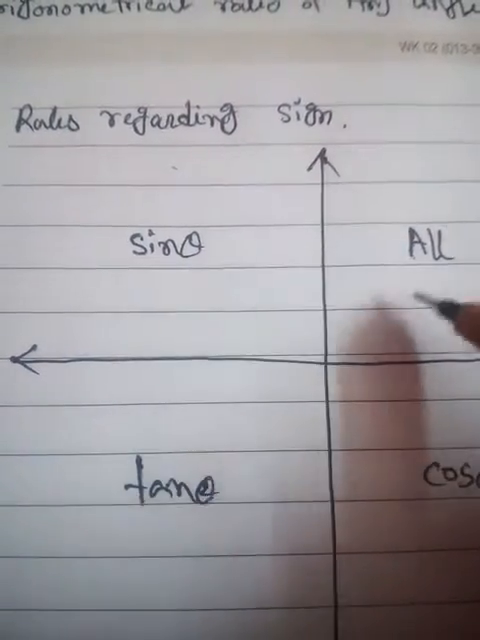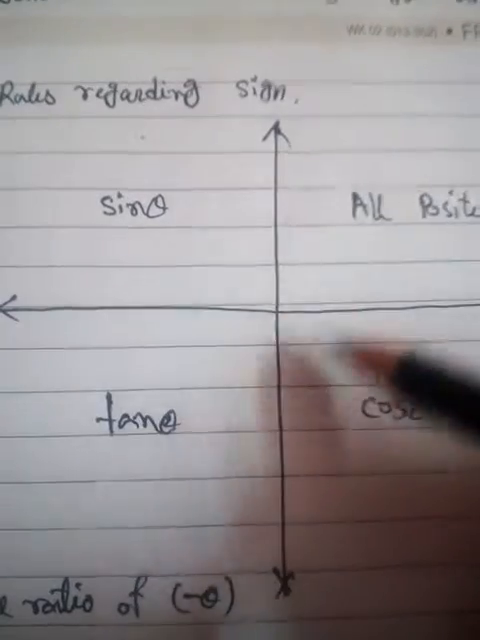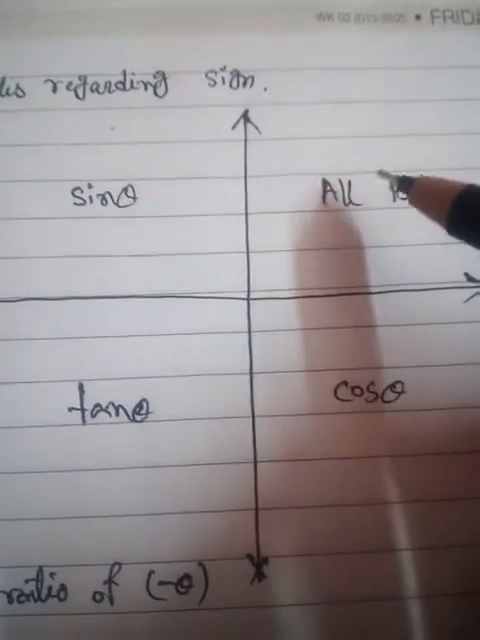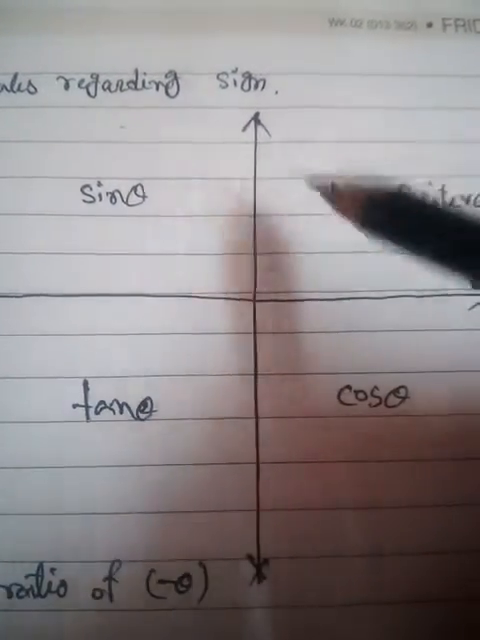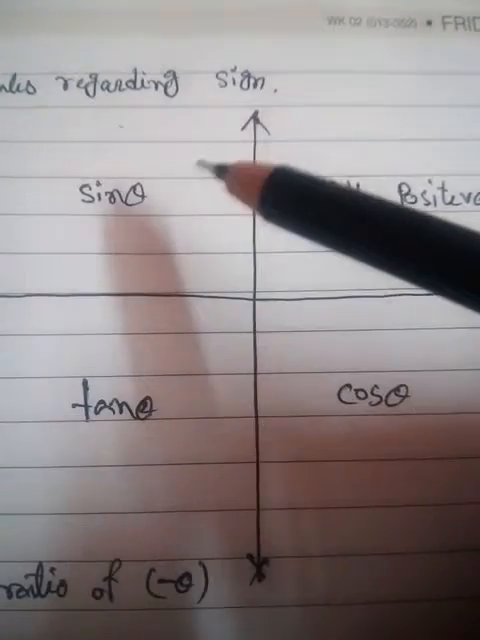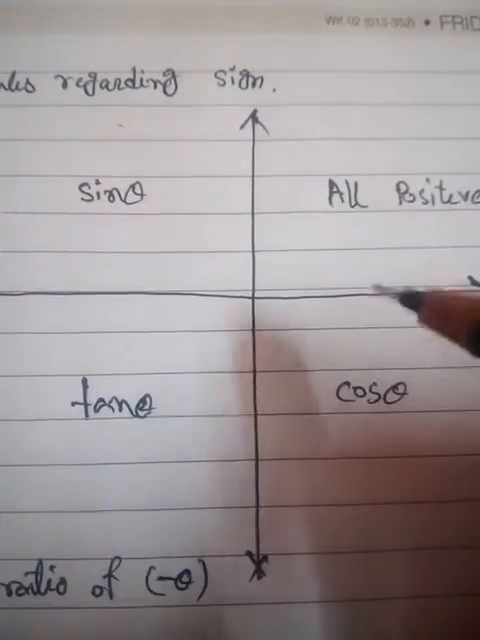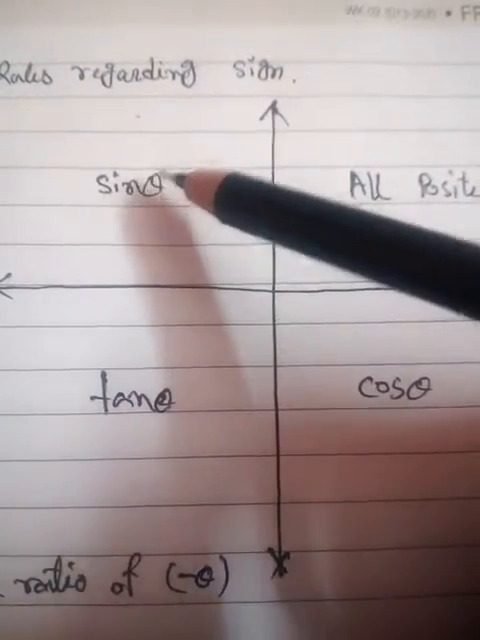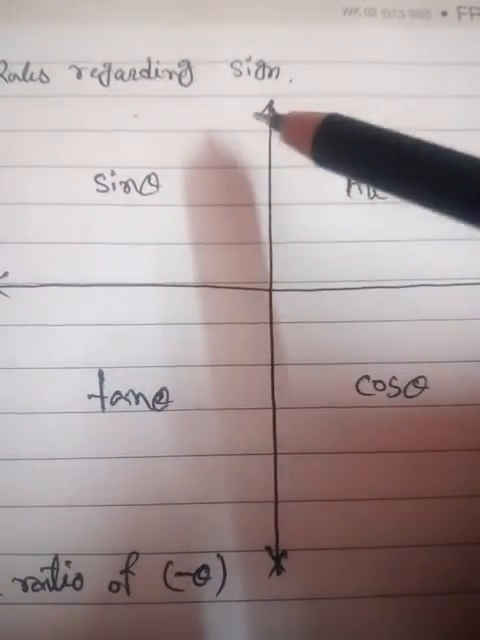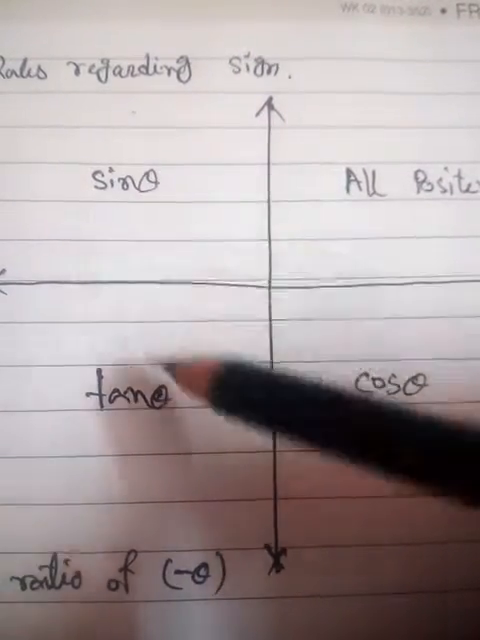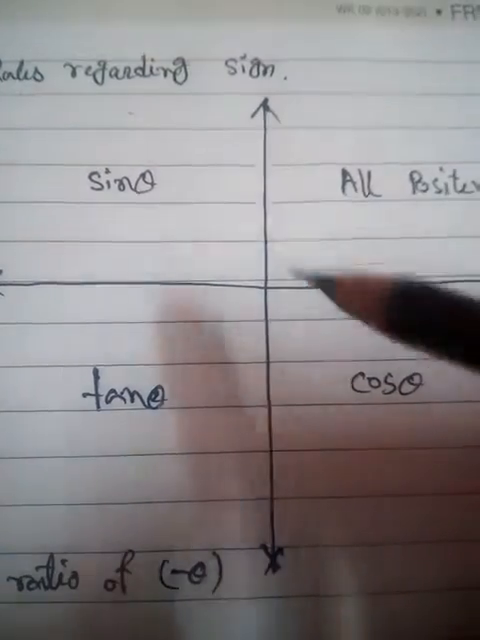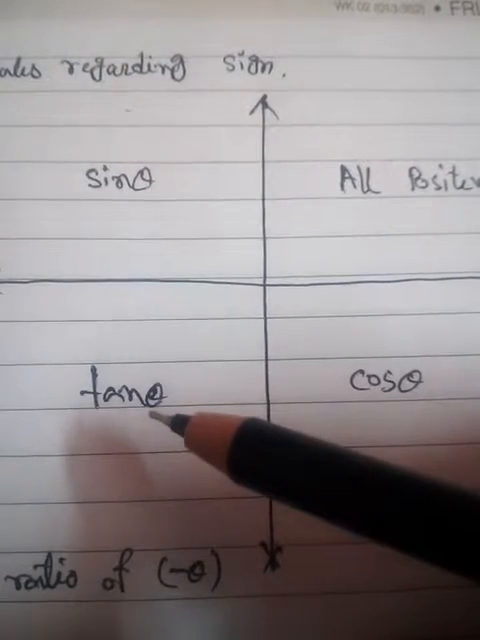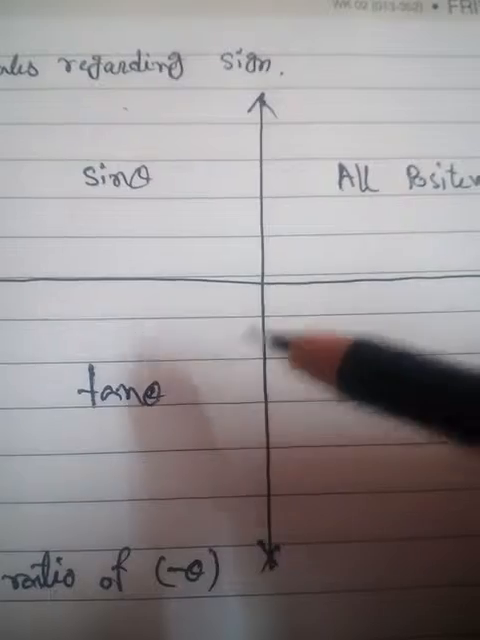In this case there are four quadrants, called the first quadrant, second, third and fourth. In the first quadrant, all angles are positive, meaning sin, cos, tan, cosec, all will be positive. In the second quadrant, only the value of sin theta will be positive, and any other value, that means tan, cos, will be negative. In the third quadrant, the value of tan theta will be positive only, and the remaining will be negative.